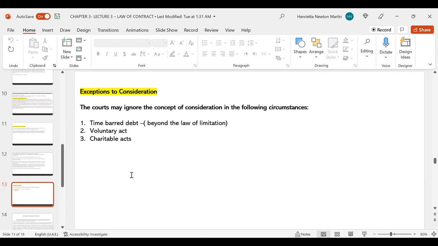Like, okay, you can file a suit of recovery within 3 years or within 5 years, or a civil case within 10 years, for example. So time barred debt. If it is a time barred debt, it is beyond the law of limitation. Sometimes the court may agree, because the debt is still existing. So the court will say, okay, there is a consideration here. Next is a voluntary act. Someone does a voluntary act or charitable act. So these are exceptions to consideration.